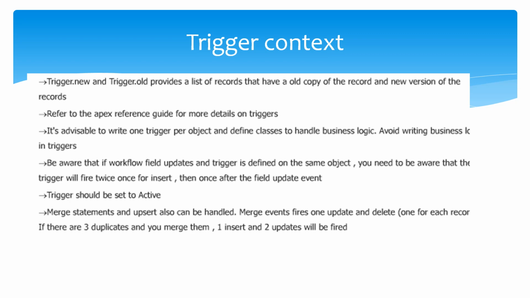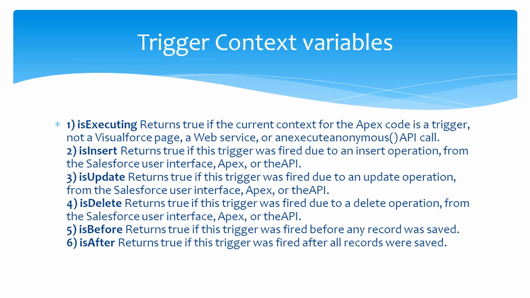Now let's look at the trigger context variables. When we write a trigger, Salesforce provides you a set of context variables which you can use to work on the trigger. First and foremost is isExecuting, which returns true if the current context of the Apex code is in a trigger and not a Visualforce page or web service.